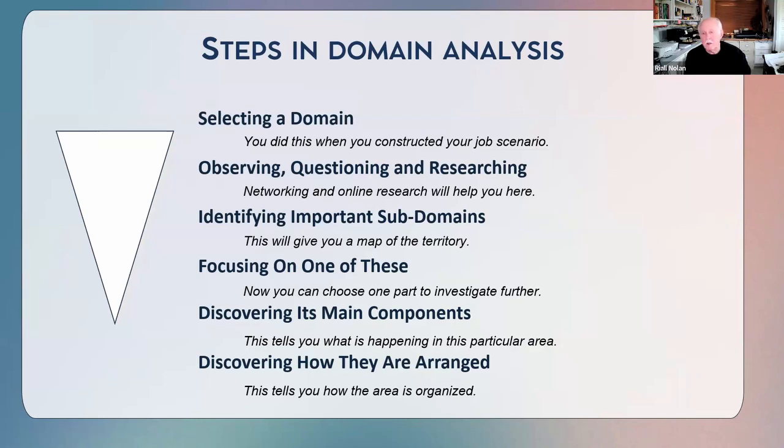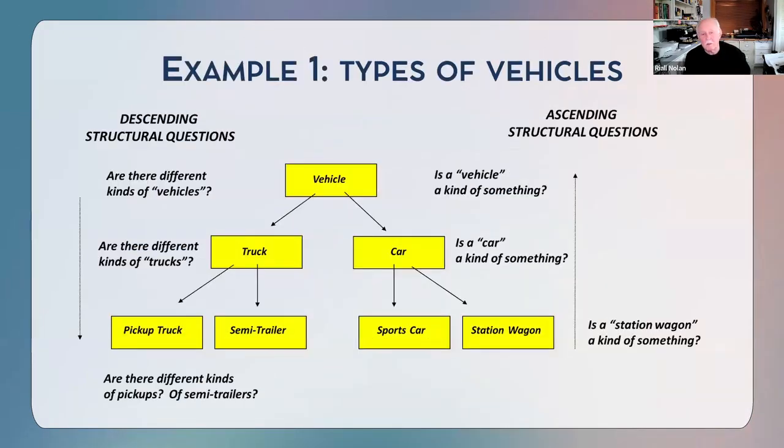Let me give you some examples of how this works without jobs. These are some things that are pulled out of textbooks. So here's one. This is a domain analysis of types of vehicles. And so you can do this in a descending way or an ascending way. You can ask yourself, vehicles, interesting. Are there different kinds of vehicles? And people say, oh yeah, there are trucks and there are cars. And are there different kinds of trucks? Sure. There are pickup trucks and there are semi-trailer trucks. Well, what about cars? Are they different? Oh, yes. We have sports cars, we have station wagons. And this can go on and can get very, very complicated.